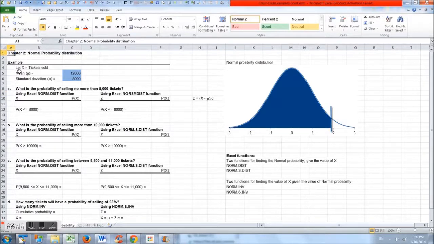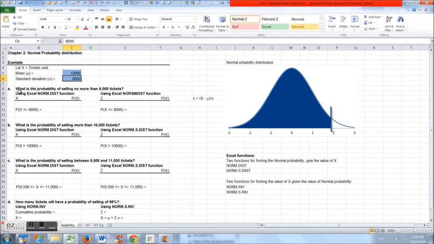Let us assume that we are selling some tickets for some event, and X is the number of tickets we sell. Suppose the number of tickets that we're going to sell follows a normal distribution. In order to find the probability about how many tickets we will be able to sell, we have to have the mean of that probability distribution and the standard deviation. In this problem, these two numbers are given. The mean is 12,000. The standard deviation sigma is 8,000.